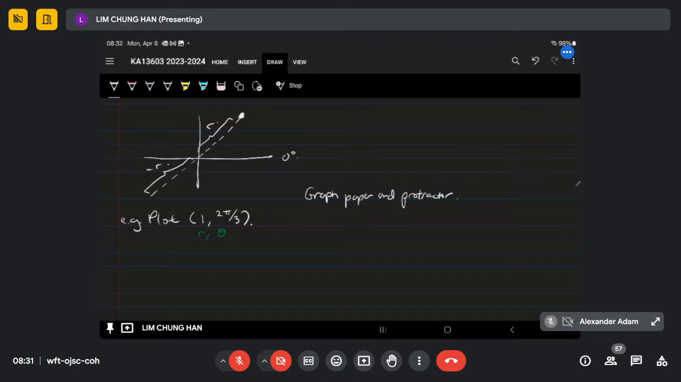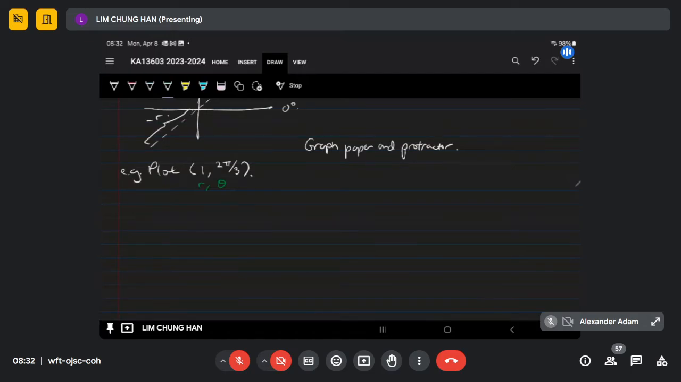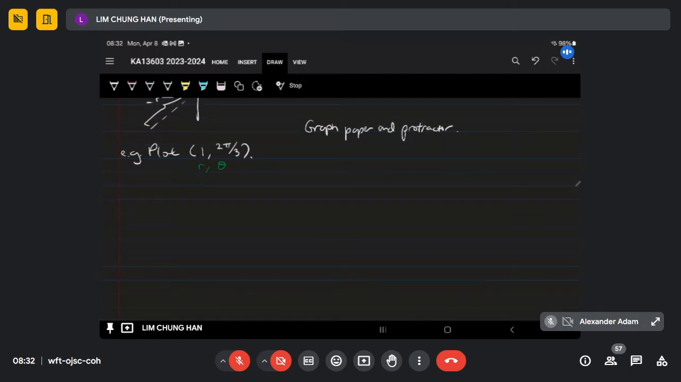All right. So how do we actually plot this? The way you plot this is on your graph paper. If you have it with you, then that's good, you can start using it straight away. If you have your graph paper and protractor, you can take them out now and try to plot this.